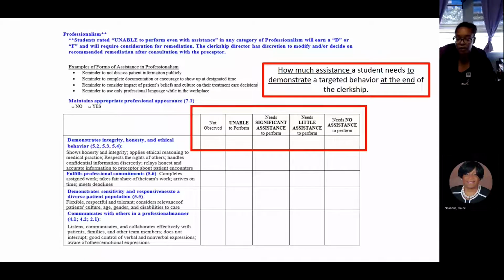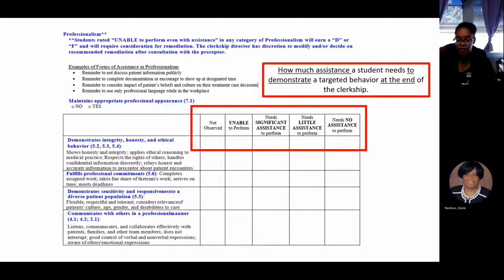There is still a not observed option for those competencies that you do not observe and do not feel that you can adequately assess your students on. We are asking that you rate the students on how much assistance they need to demonstrate a targeted behavior at the end of the clerkship rotation.